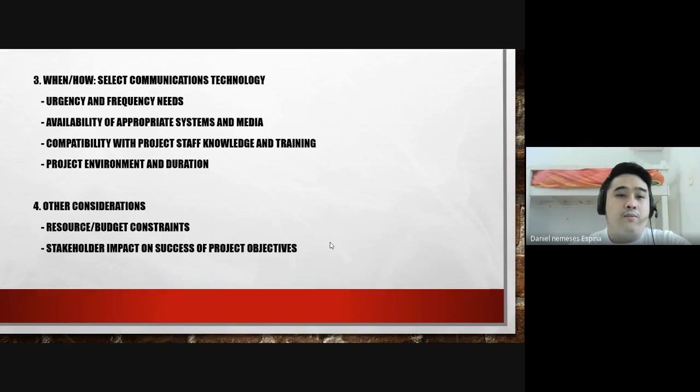Second, availability of the appropriate systems and media. So in what communications technology nimo sila communicate? Is it okay nga i-email lang? Or perhaps communicate through social media? So perhaps you have a Facebook page where the stakeholders can read the update, okay? Or through email. Okay, so depende na siya.